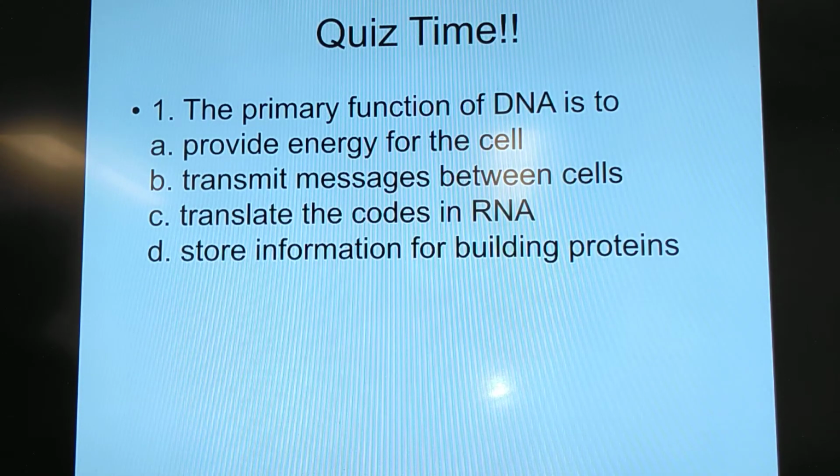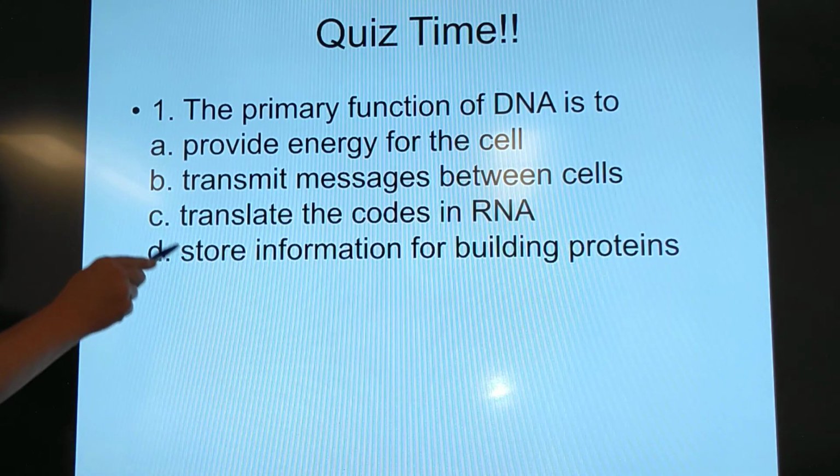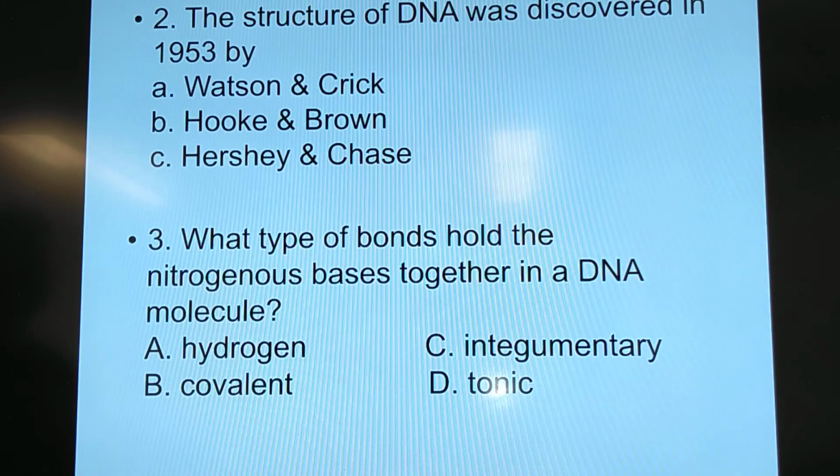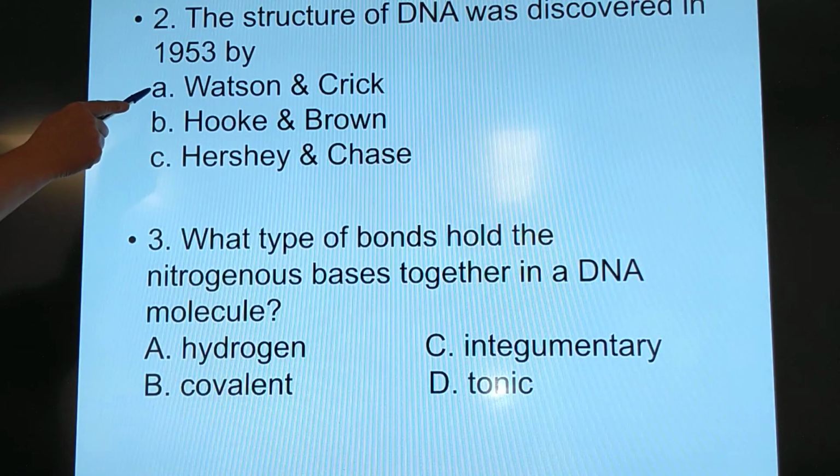Quiz time. The primary function of DNA is to store information for building proteins is your correct answer. Number 2, the structure of DNA was discovered in 1953 by, that would be A, Watson and Crick.